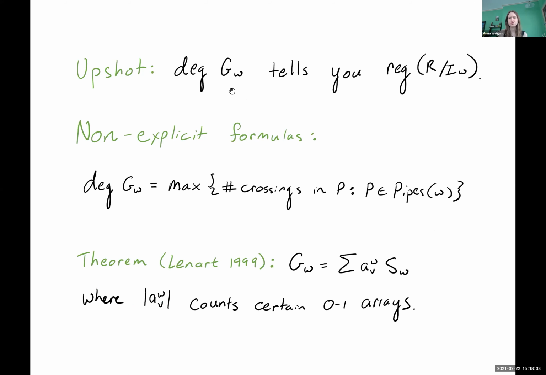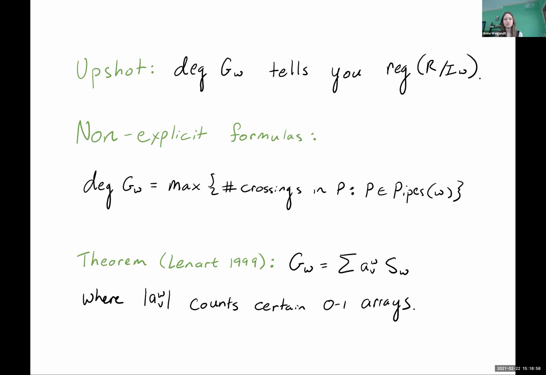So the upshot is the degree tells you this regularity. There are certainly some non-explicit formulas floating around. You could say the degree is the maximum number of crossings that you can find in a pipe dream for W. But it gets kind of hairy to start writing down all these pipe dreams and sorting through, and there can be a lot of them, and it's just not very explicit.